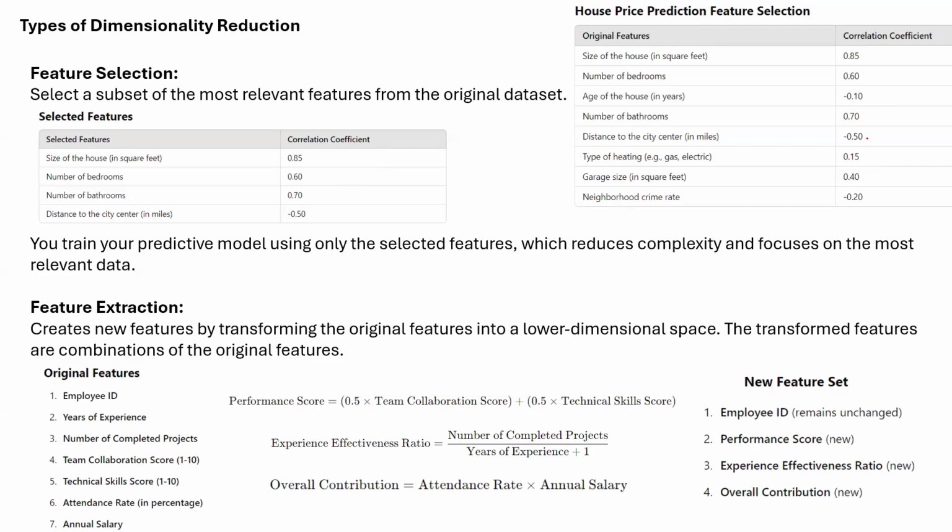Oh, is that not okay? 0.8, 0.6, 0.7, and then okay. And I'm choosing the negative correlation, right?